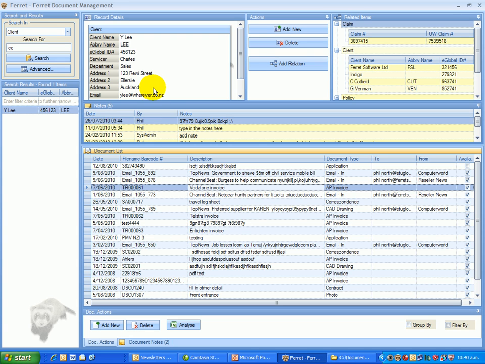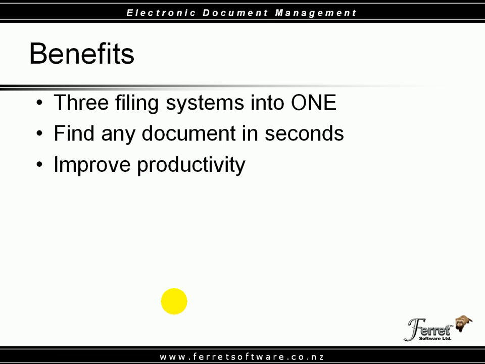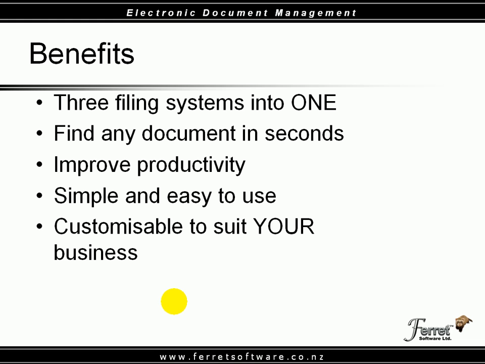Ferret's a single screen, real simple to use. There's your record, there's associated or linked records, here's your notes, here's your document table, here's your search section, real easy. So the benefits are 3 filing systems, find anything in seconds, improve your productivity, simple and easy to use, customize it to suit yourself, very fast return on investment.